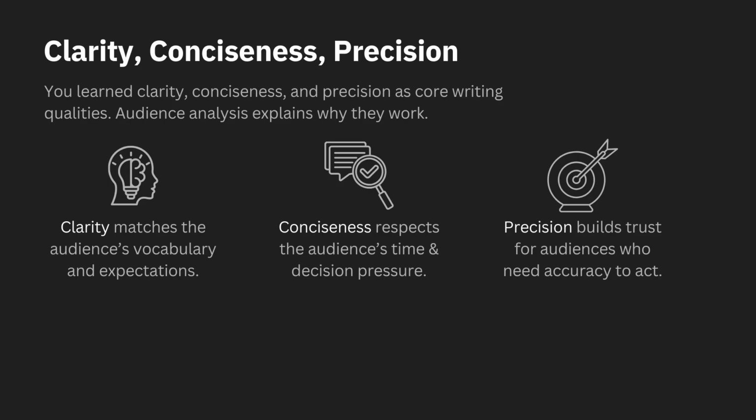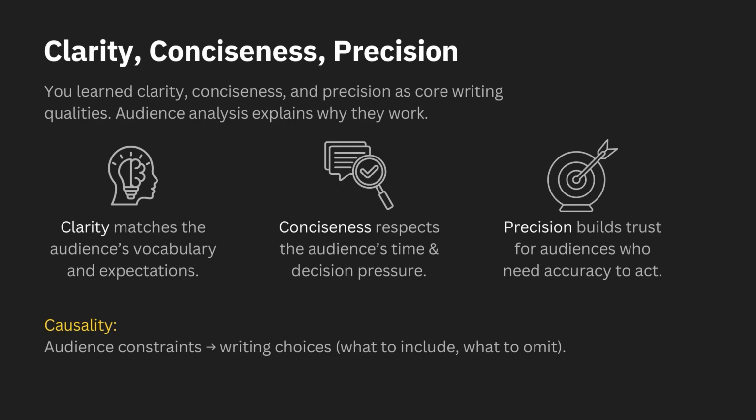Here's how they are causally linked. Audience constraints lead to writing choices. They determine what to include and what to omit. It is dependent on both the principles of clarity, conciseness, and precision, as well as audience analysis.